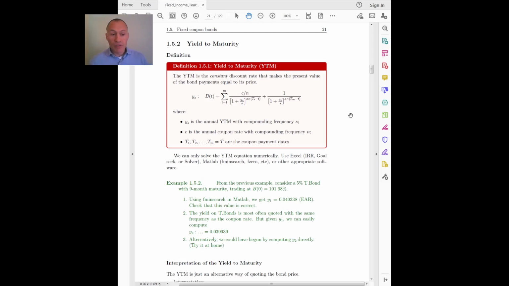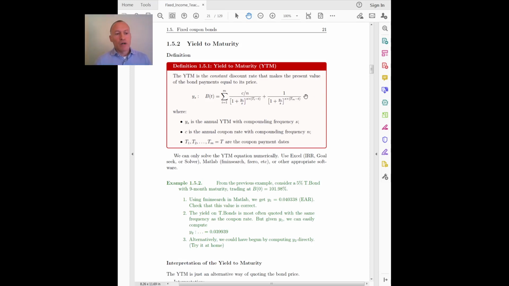First, the yield to maturity is just an alternative way of representing the bond price, meaning that if I know one, I always know the other. If I know the price, I always know the yield to maturity, and if I know the yield to maturity, I always know the price. So it is just an alternative way of representing the same reality, which is the bond price. And we find it sometimes more intuitive to talk about interest rates than bond prices. So it's more meaningful to talk about yield to maturity than a bond price.